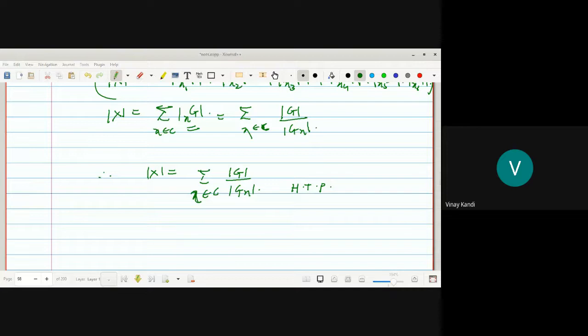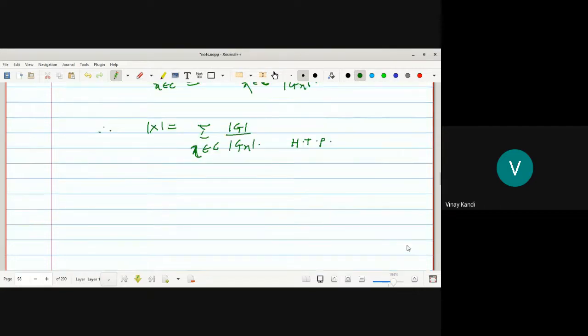Now the next theorem is a very important theorem. How to prove that each and every orbit is disjoint? To prove that, this is the first orbit, suppose. The intersection with the second orbit is equal to empty set. For example, x1 is orbit 1 and orbit 2; we have to prove that they are disjoint orbits.